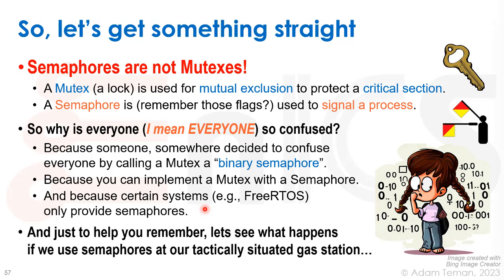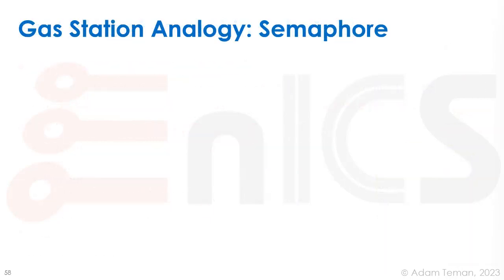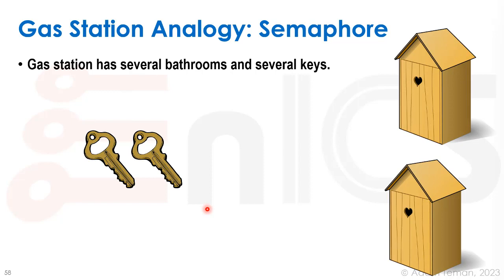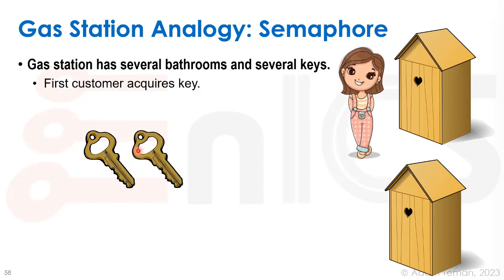So to help you remember, let's see what happens if we use semaphores as mutual exclusion in our tactically situated gas station that everybody stops at to use the loo. So let's have our analogy about semaphores over here. Now we have this great gas station. It has 2 bathrooms and it has 2 keys, but the 2 keys are really the same for each of them.